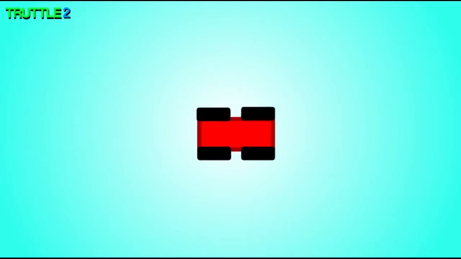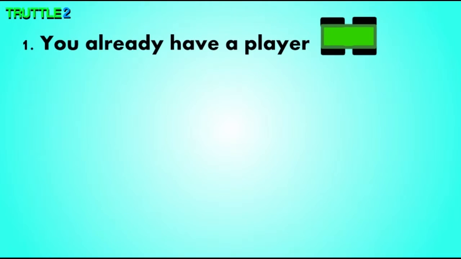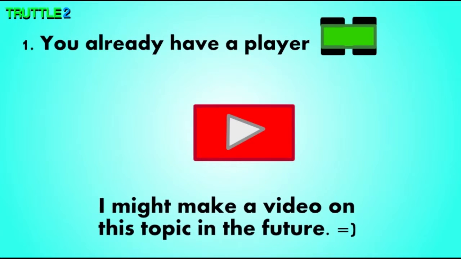In this tutorial, we will be creating the opponent for a racing game. Not the entire game, but the enemy racer. For this tutorial, we are going to assume that 1. You have a racing game player made. If you don't, you can find another video on how to make one.